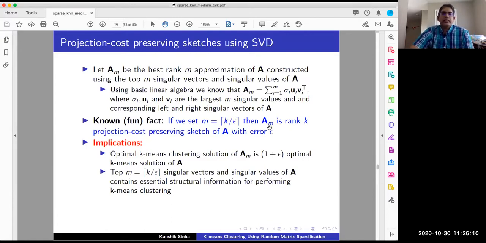So we can simply choose A sub M instead of A and perform our k-means clustering, and the solution we get is going to be within 1 plus epsilon of the optimal solution of the original data matrix. That is the implication: the optimal k-means clustering solution of A sub M is a 1 plus epsilon optimal k-means clustering solution of A, and the top K singular vectors and singular values of A contain the essential structural information that preserves the k-means clustering. So when you try to relate the original data matrix and the sparse data matrix, this information will capture that.